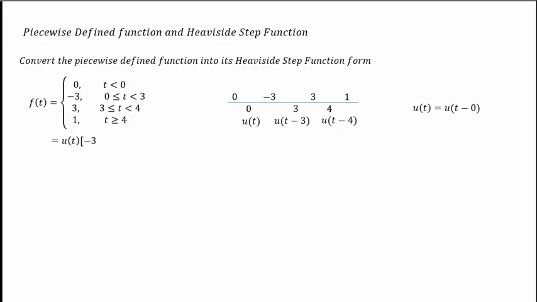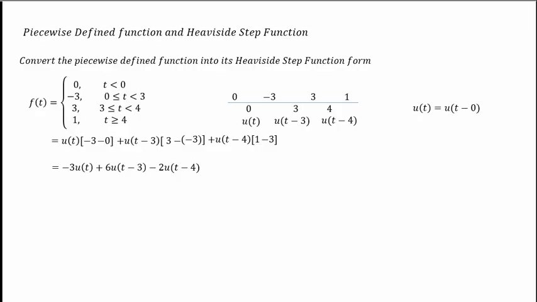Now the derivation will be u(t), the first one you have leftmost, and then it will be negative 3 minus 0. Plus we get u(t minus 3), the right hand side value is 3, and then we subtract the left hand side value. Plus u(t minus 4), right side is 1 and left side is 3, so we subtract. And then simplify this one, we get this.